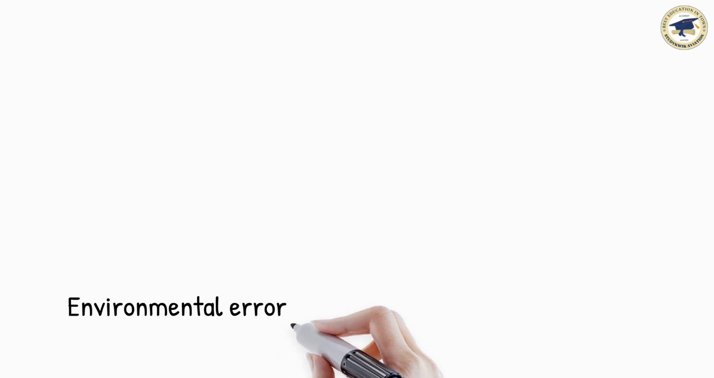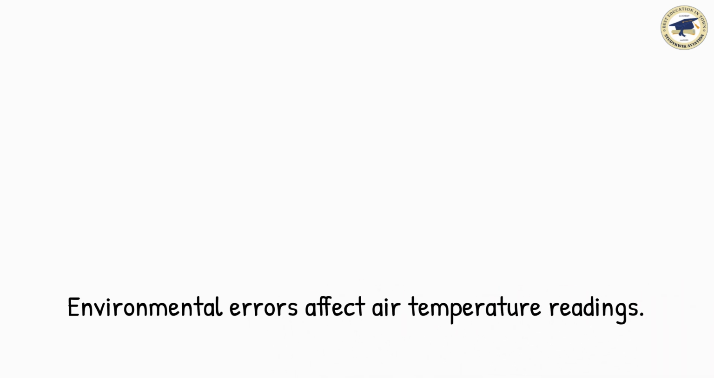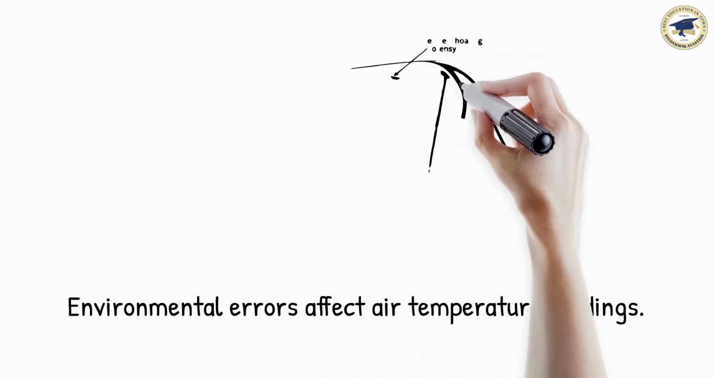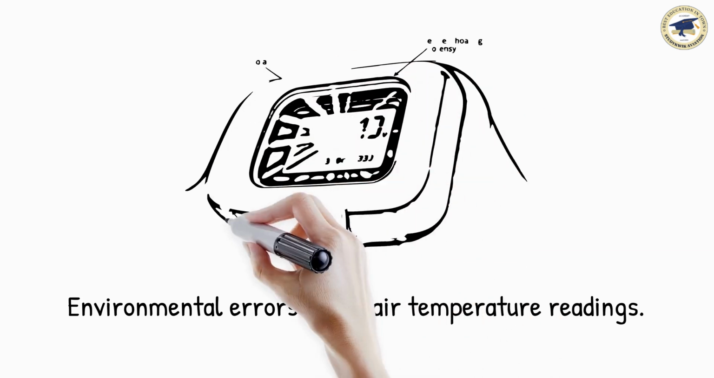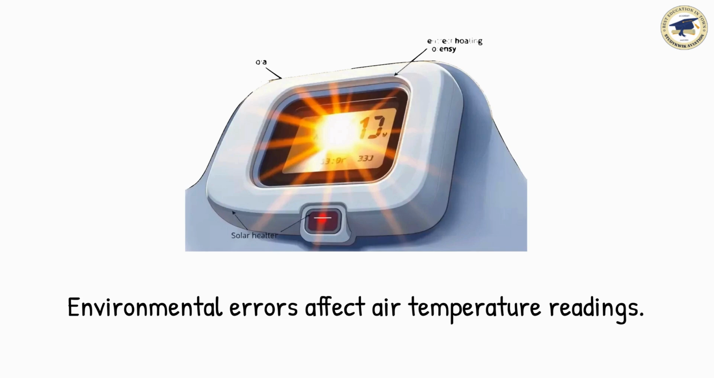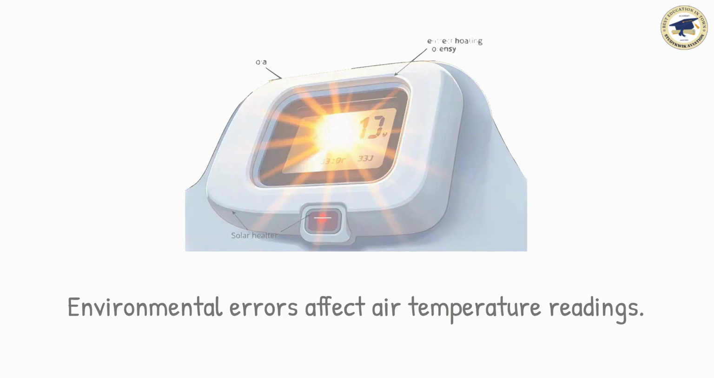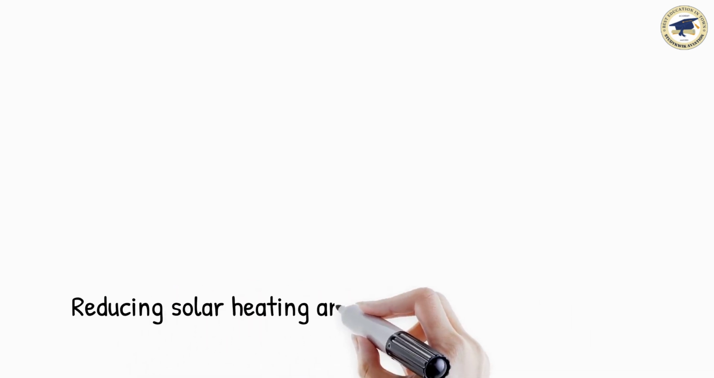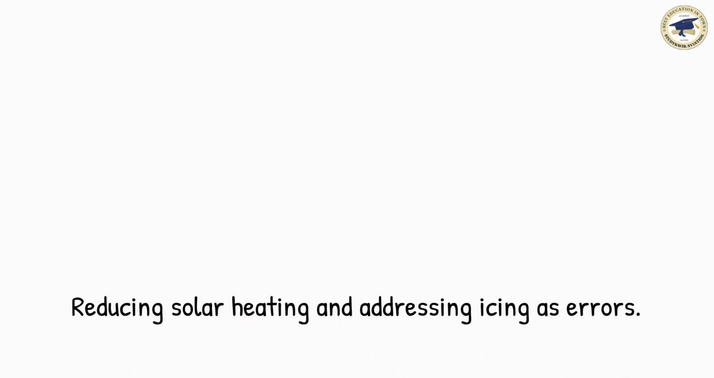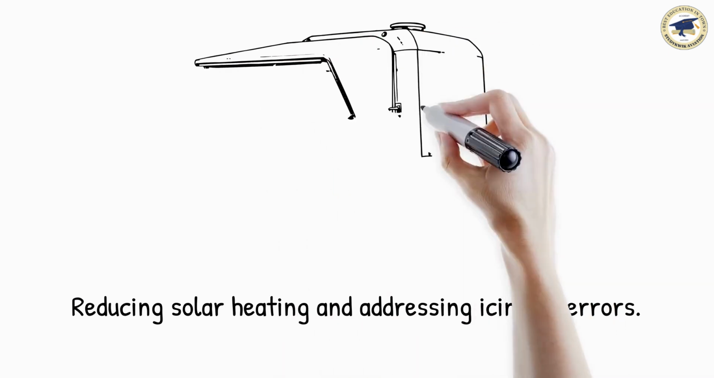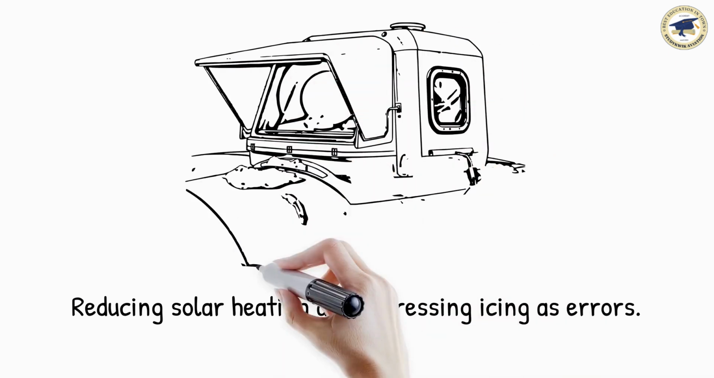The second error is environmental error. This error can occur as a result of solar heating of the temperature sensor. Direct reading thermometers, in particular, can be vulnerable to this type of error. Solar heating can be reduced by shading, which happens in a remote detector. Icing is also an environmental error. And thirdly, we have heating error.